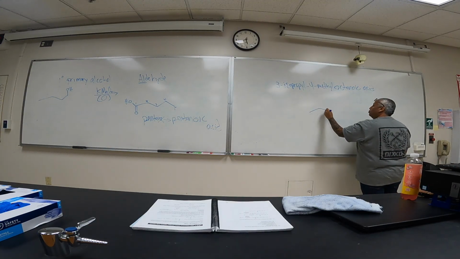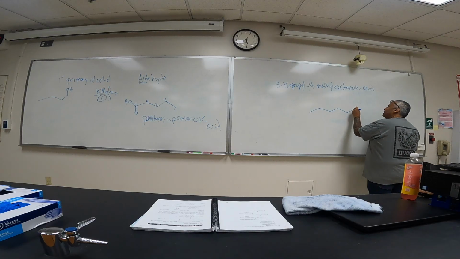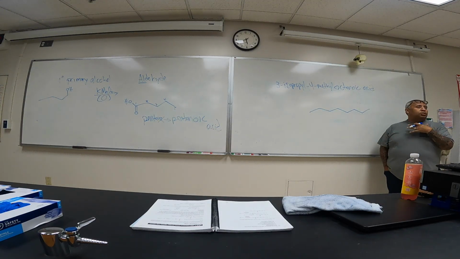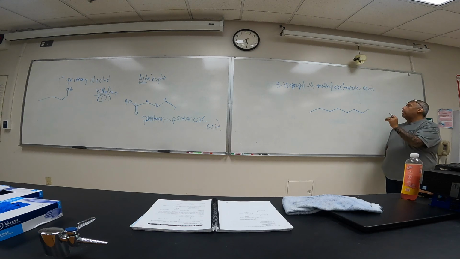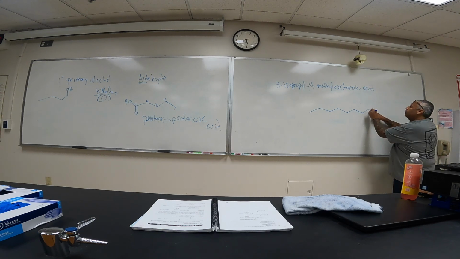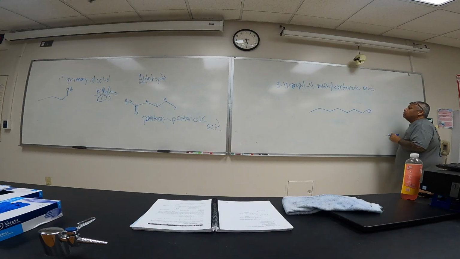So there's 1, 2, 3, 4, 5, 6, 7, 8. And because I'm drawing it, I get to choose carbon number 1. Now I'm going to put carbon number 1 on this side. Carbon number 1 is where we have our carbonyl, right? We're not going to add the carbonyl elsewhere.